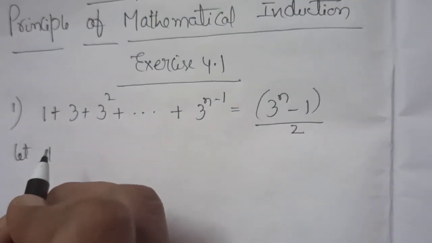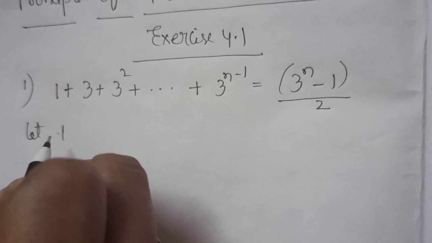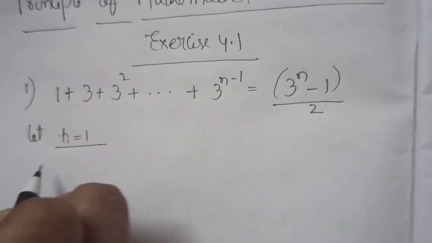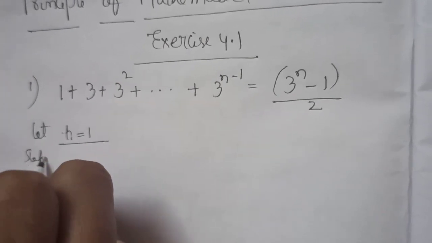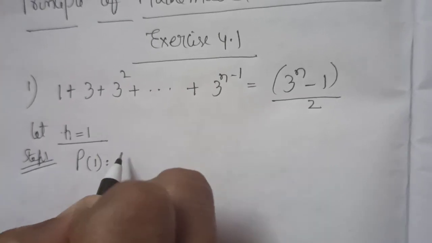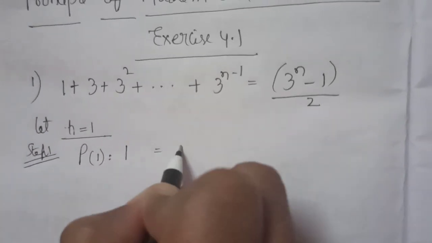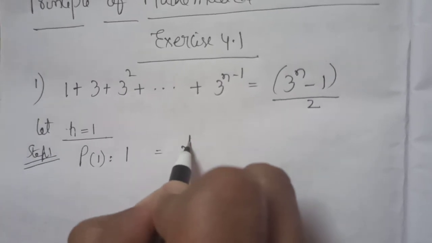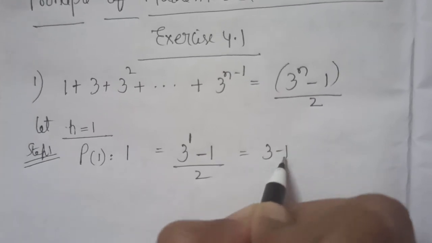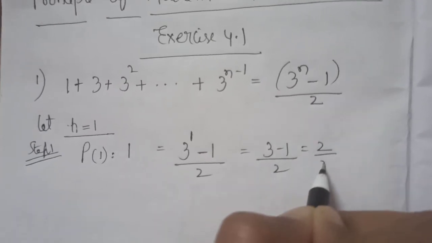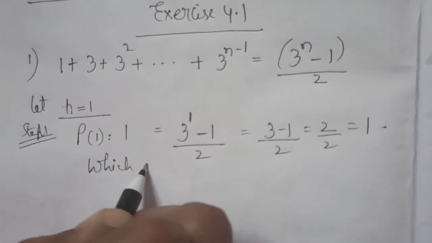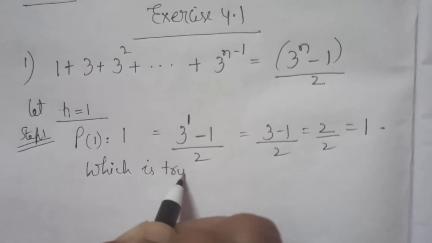First we need to prove that the statement is true for n = 1. Suppose n = 1. That is your step 1. So P(1) = 1, which is equal to, here in place of n you write 1, (3 − 1)/2, 2 upon 2, which is equal to 1. So which is true. That means your P(1) is true.